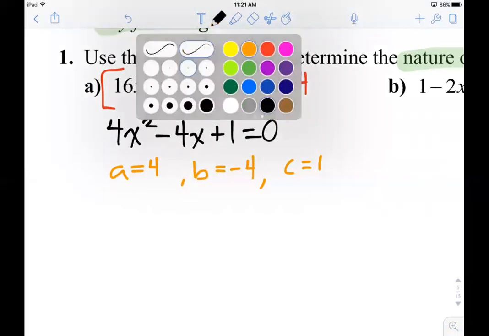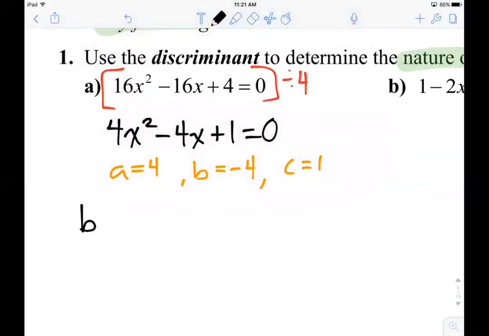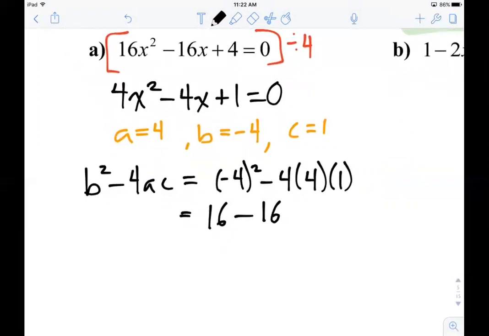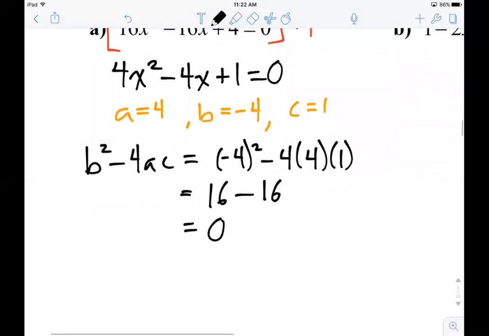So I work out my discriminant, which is b squared minus 4ac, and it's equal to -4 squared minus 4 times another 4 and times 1. So negative 4 squared is 16. And then I'm subtracting, well, 4 times 4 times 1 is also 16. So when I break that down and actually come up with a final result for my discriminant, I get exactly 0. So what is that telling me?